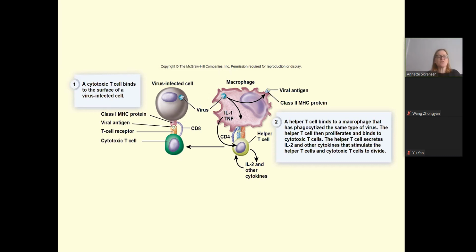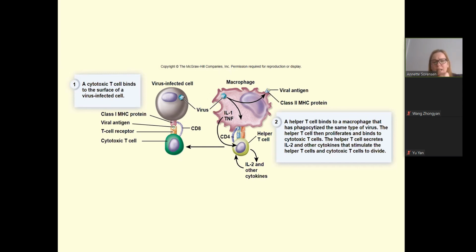Now, how do these cytotoxic T cells get activated by the T helper cells? Well, that's what we're seeing here. We've got a cytotoxic T cell, which is bound to the surface of this virus-infected cell because it has recognized this class 1 MHC protein, which is complexed with the antigen. So that's what it's binding to. This cell is presenting antigen to the cytotoxic T cell.